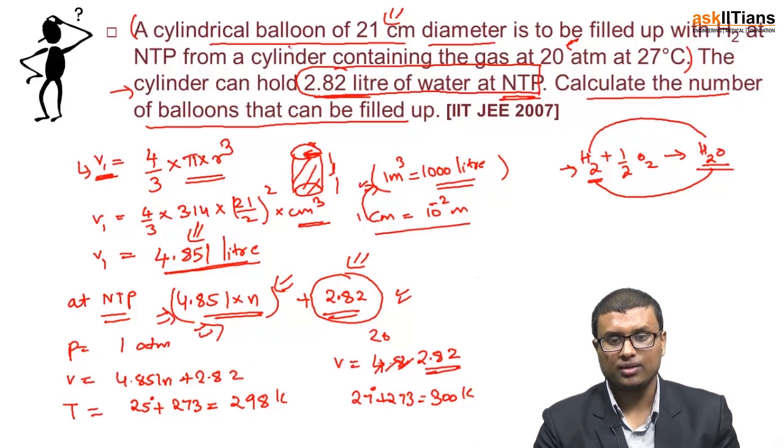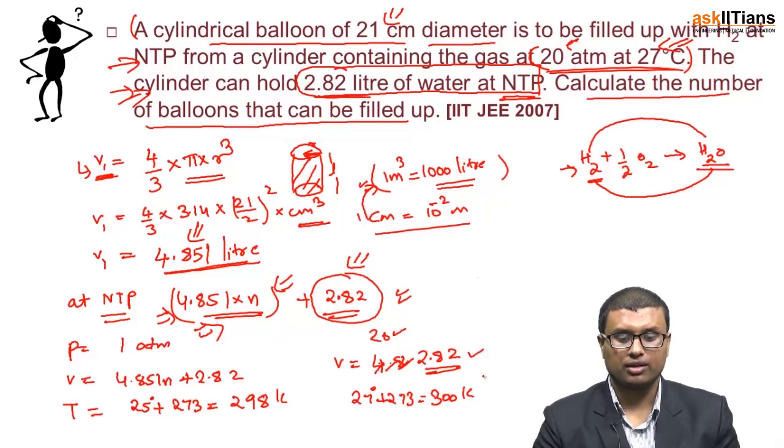Because at 20 atm, a cylindrical balloon of 20 is to be filled with hydrogen at NTP, right? So the cylinder is already having water, and from the cylinder you have to fill hydrogen gas at NTP. And you are having the pressure as 20 atm and temperature is 27 degrees centigrade. So it will be what? Pressure is 20 atm, volume is 2.82 liter, and your temperature is 300.